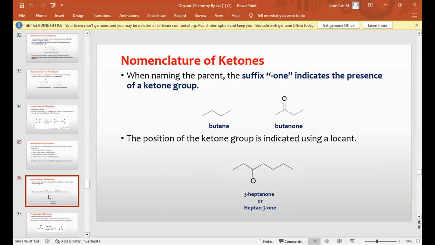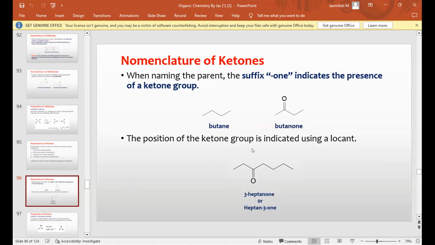So let's say we have this butane here. Once there's a ketone group, the E is replaced by the suffix ONE. So 1, 2, 3, 4, so butanone.